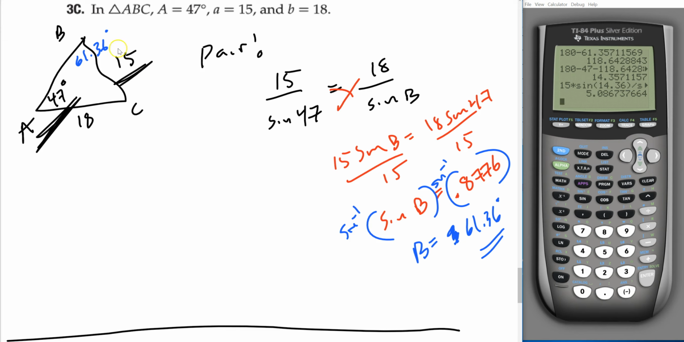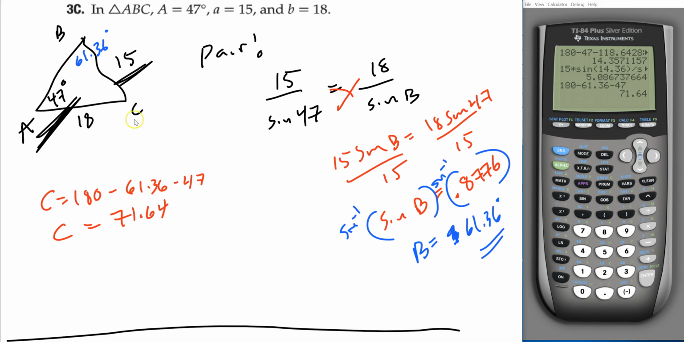Now let's go back up here and let's finish this problem because we haven't found another angle yet. We haven't solved triangle 1. So I have that. We're going to solve C like we always do. 180 minus 61.36 minus 47. So 180 minus 61.36 minus 47. And for C, I get 71.64 in this case.